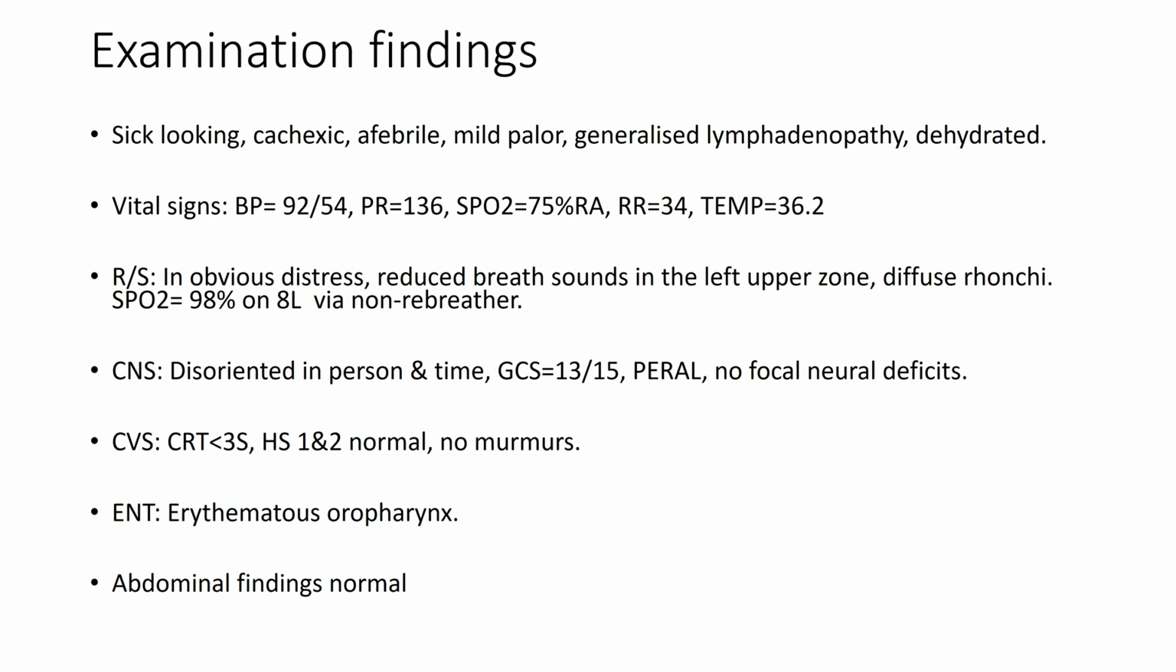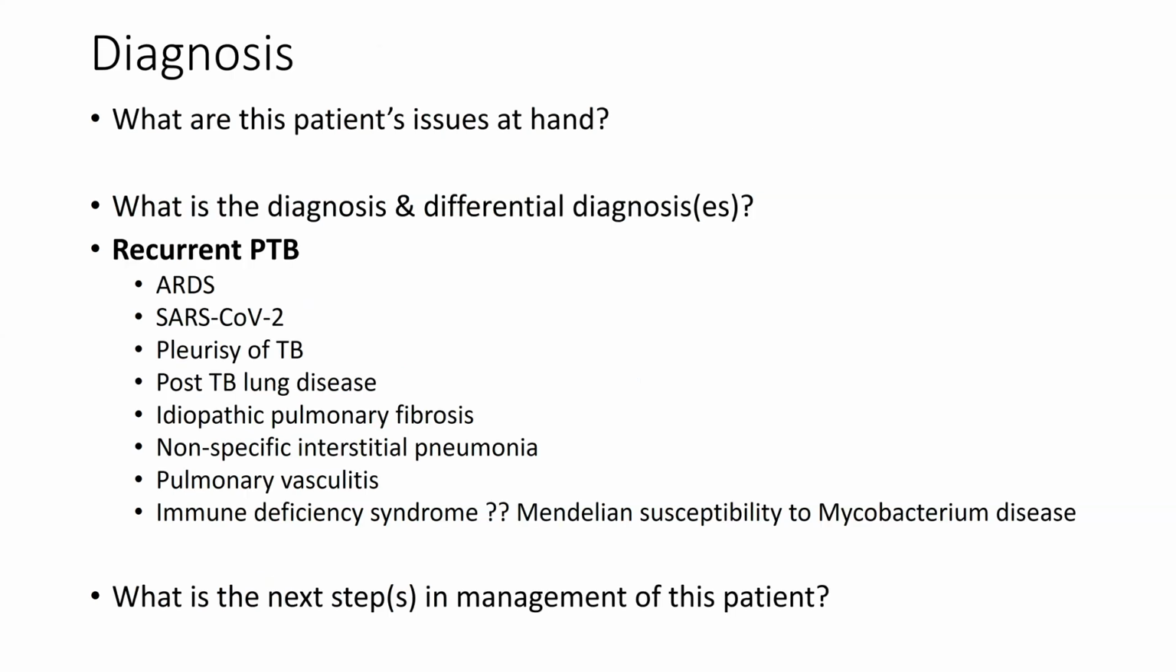In the CNS, he was disoriented in person and time, but he was okay in terms of place. He had a GCS of 13, the pupils were equal and reactive. All his limbs were moving normally, so no focal deficits. In our cardiovascular, he was warm. Our capillary refill was less than 3 seconds. No added heart sounds, no murmurs. The ENT, he only had an erythematous oropharynx. The abdominal findings were all normal. So basing on that, well, this goes to you, the audience.